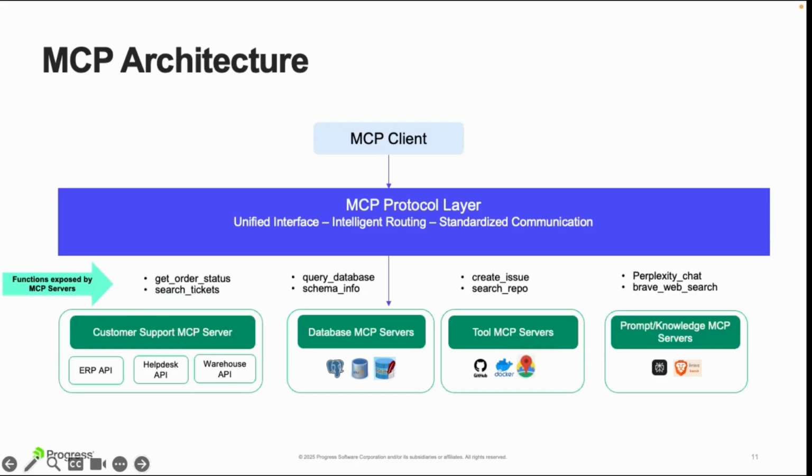And we can expose the functions that we have here, something like this. You can see how I'm exposing the functions. I have get order status, search tickets, perplexity chat, browser web search. I have multiple functions, and I can expose all these functions all the way to my MCP client in a standard, protocol-defined manner.